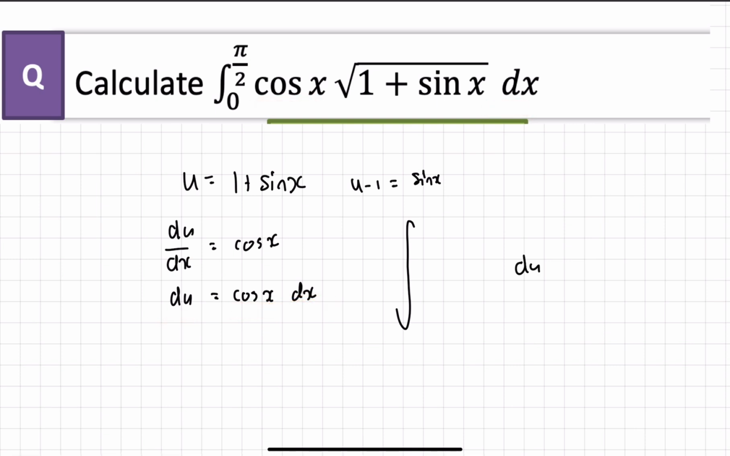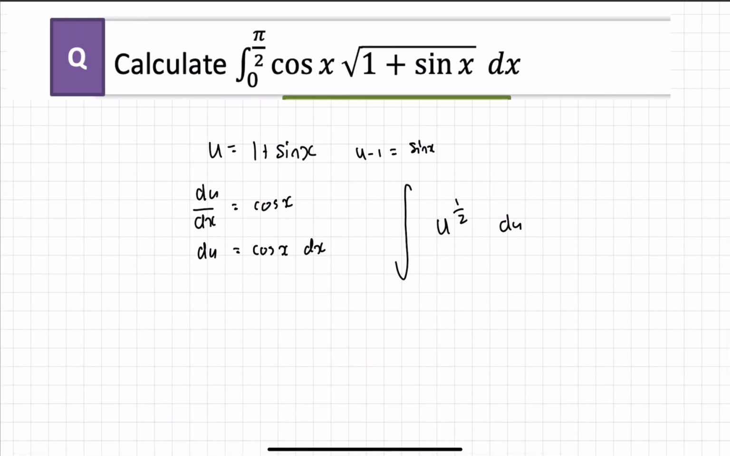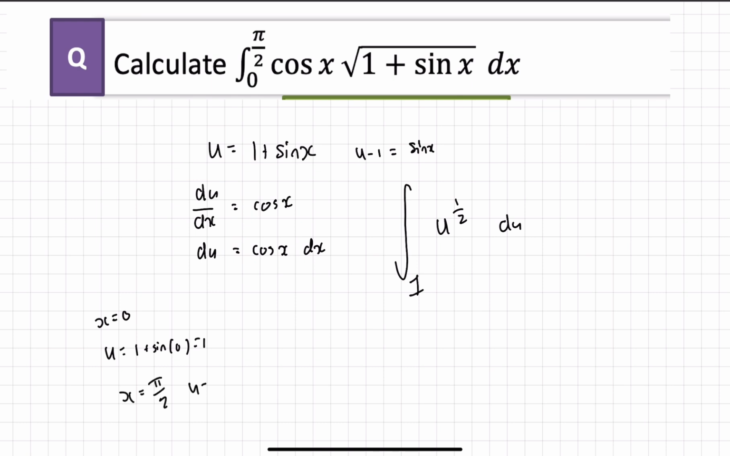And we've got the square root of u. Easy. So we've got u to the half. That's the question here. So that's square rooted there. Okay, so now what we want to look at, when x equals 0, u equals 1 plus sine of 0, which is 1. So the lower bound becomes 1 when we're dealing with u. When x is pi over 2, u equals 1 plus sine pi over 2, and that's going to equal 2, 1 plus 1. So there we are. Those are my limits now.